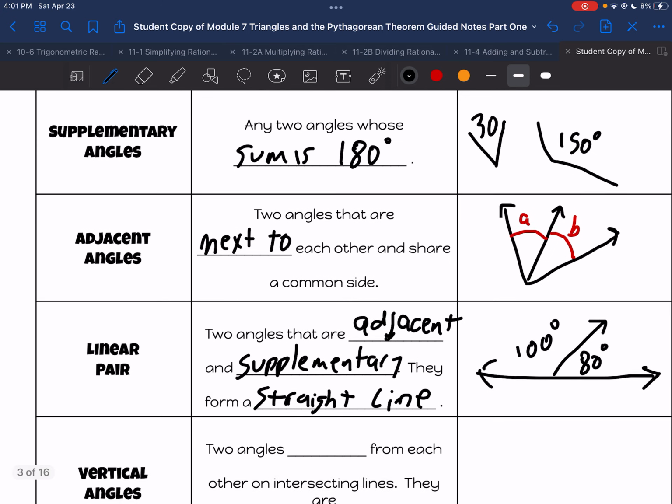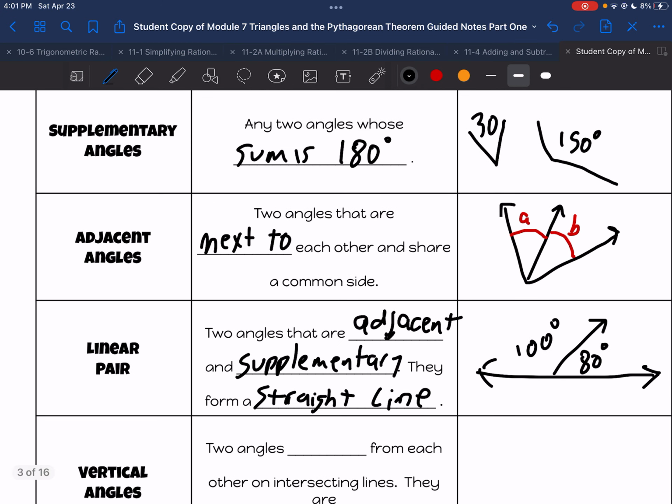So if we compare this to supplementary angles, a linear pair is a supplementary angle, but the key is linear pairs have to be a straight line when they are finished. Okay, a linear pair must be a straight line. And supplementary angles, they could just be any 2 angles that happen to add up to 180 degrees. So linear pair is a more specific type of angle than just being supplementary.